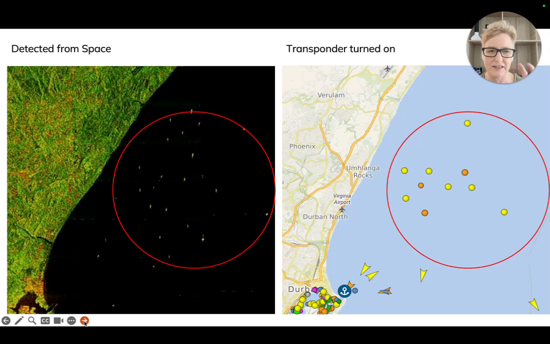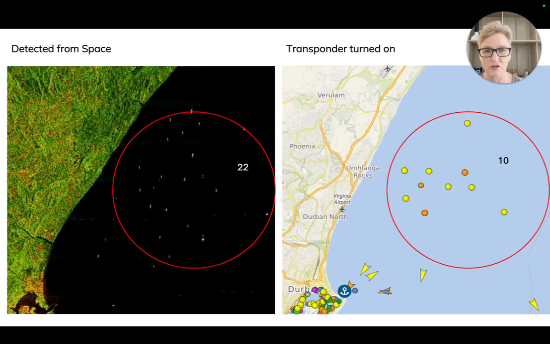So if we take these two circles, which have exactly the same area, we'll see that there's only 10 vessels who have actually turned their transponders on, and there's 22 vessels in total that have been identified. So in cases like this, the Coast Guard is dispatched, and they go and identify these vessels, and they find out, why do you not have your transponder on? Every single boat that is seaworthy has a transponder, and it's the responsibility of the owner to turn it on.